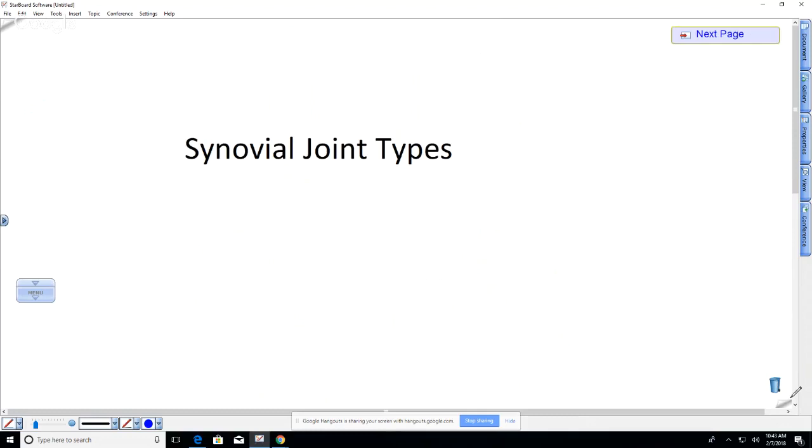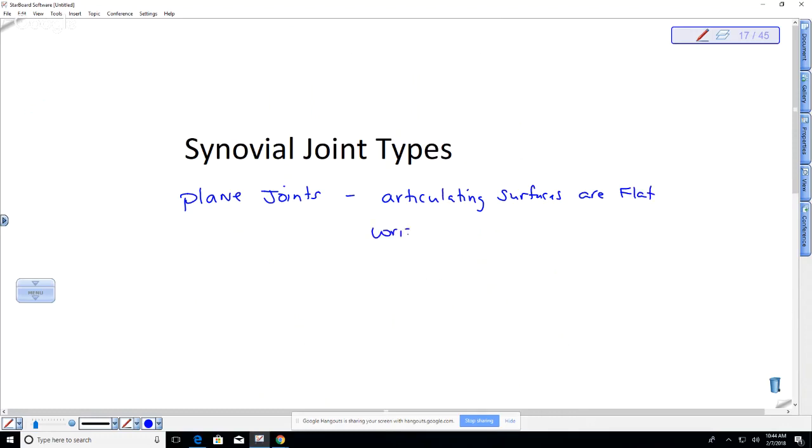Okay, so we're going to talk about the different types of synovial joints. And these have to do with generally the shapes of the articulating surface. So for example, we can have plane joints. So think about that the articulating surfaces are flat. So this would include like the wrist.